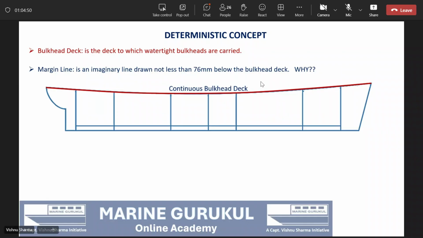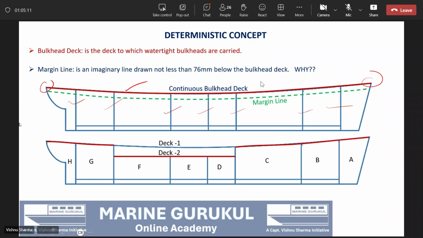You see, in this particular case, all these bulkheads are carried to the same deck. So this is the bulkhead deck. It is continuous from one end of the ship to the other end of the ship. In some other ships, you may have some bulkheads carried to one deck and other bulkheads carried to another deck, like this one. So in some parts you had deck 1 acting as the bulkhead deck, and somewhere you had deck 2 acting as the bulkhead deck. Of course, there were certain other compliances to be done for the length of these compartments. We'll not go into those details.